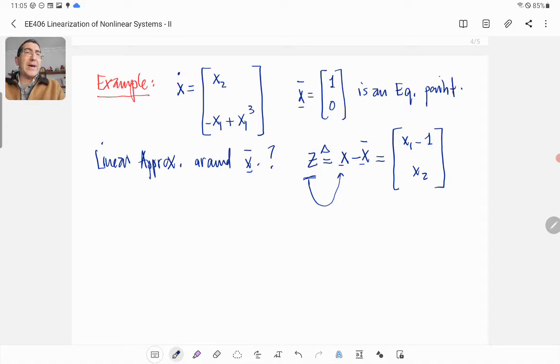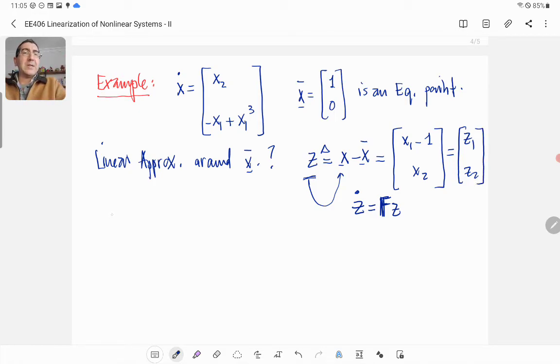So let's try to do that. So in the end, we will get something like z dot is equal to F times z. Okay. And this can be solved because it's a linear system, but you will get the solution in terms of z. And if you want to find it in terms of x, you need to still go and derive what x1 is and what x2 is in terms of z1 and z2. Okay, so these are my z1 and z2, the translated states.